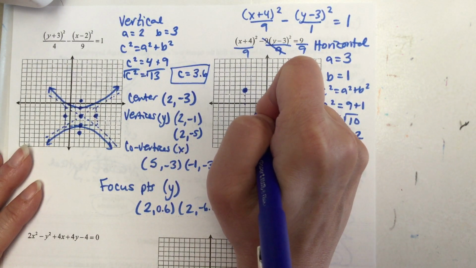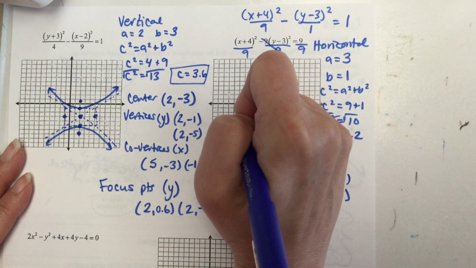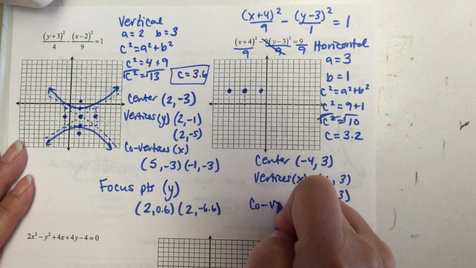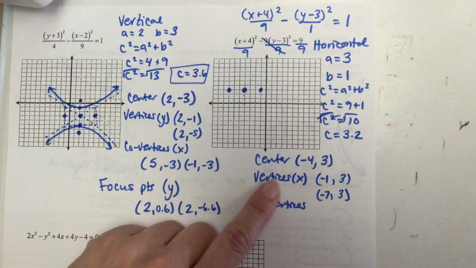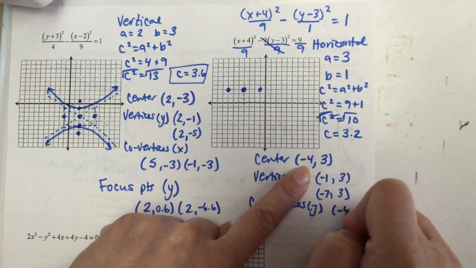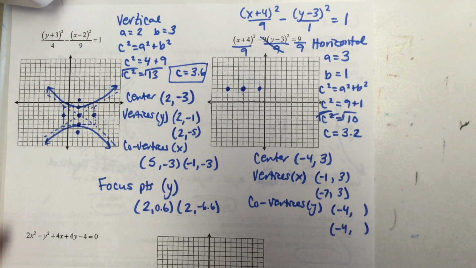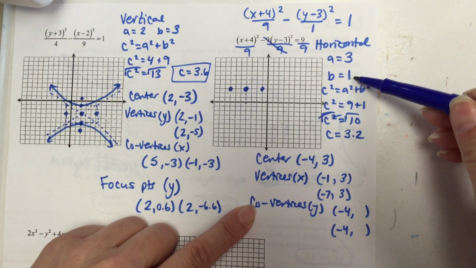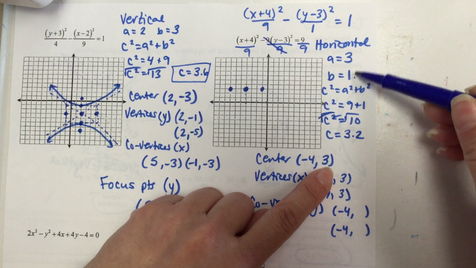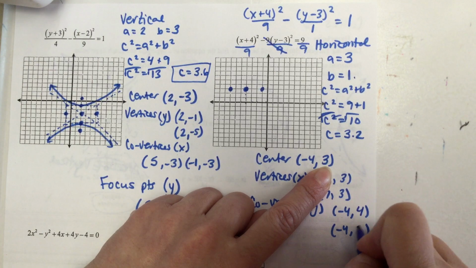So -1 up 1, 2, 3. There's a vertice. Go to the left 1, 2, 3, 4, 5, 6, 7, up 1, 2, 3. There's a vertice. Now I need co-vertices. If I used x for my vertices, then my co-vertices I have to change y. So that means the x is going to stay -4. What I do for co-vertices is you use the b value. So I take the y and I add 1 because that's what the value of b is. 3 plus 1 is 4. 3 minus 1 is 2.